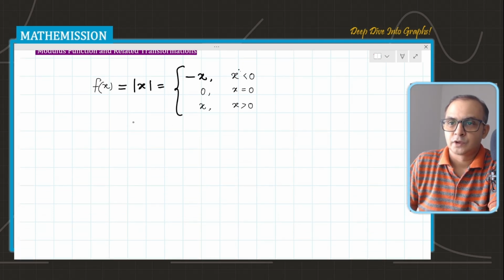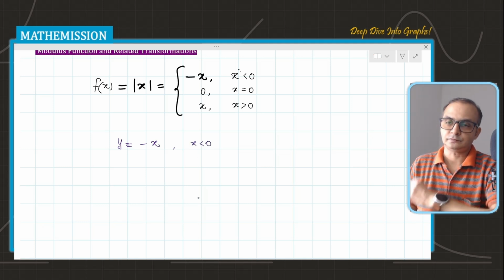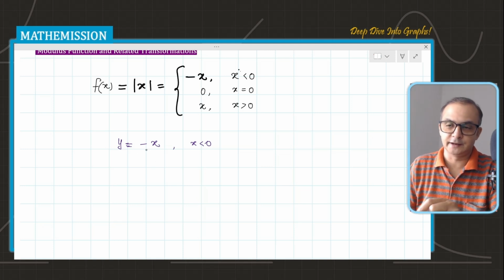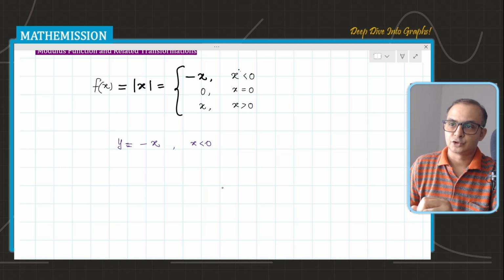Let's see. To draw the graph, I need three definitions. First, I need y is equal to minus x when x is less than 0. It means we are drawing the graph of the line y is equal to minus x when I have x less than 0. So let's try to draw this part first.